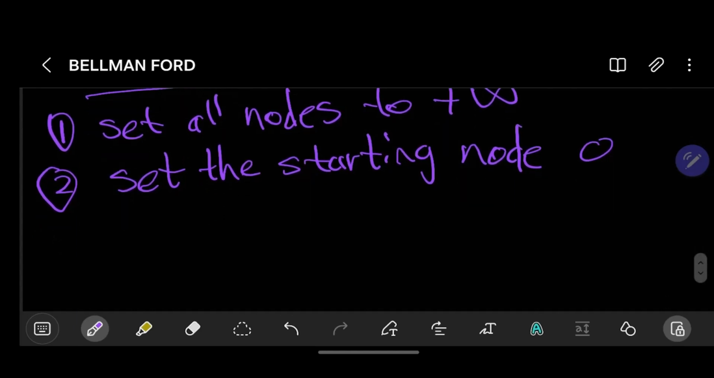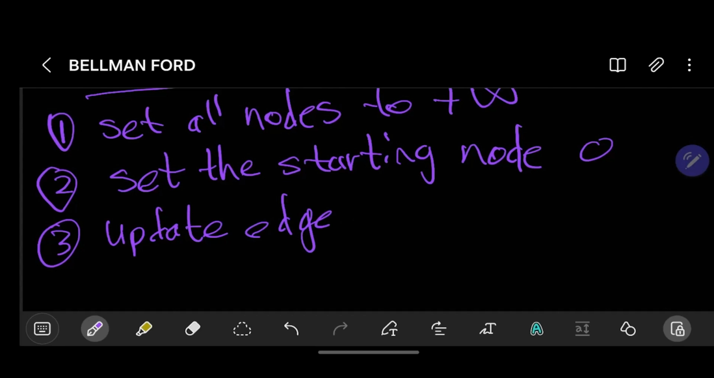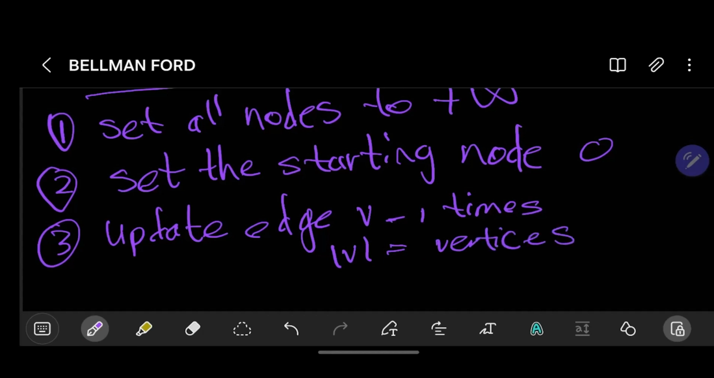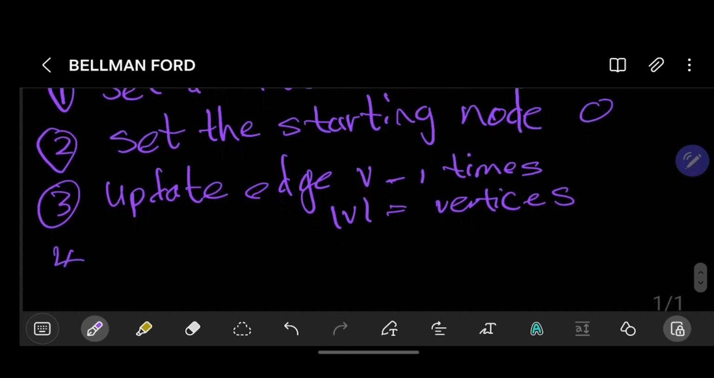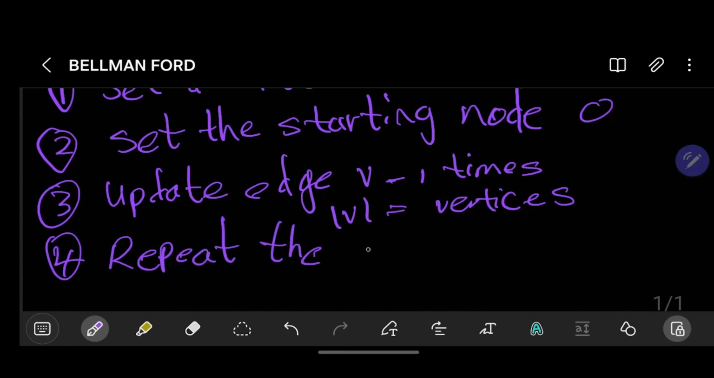So the third step is to go ahead and update each of the edges, and we iterate through this v minus 1 times, where v is equal to your vertices. I will show you an example shortly on what I mean with that, and then we constantly repeat until we find the best cost for each of the nodes, or the best distance for each of the nodes.